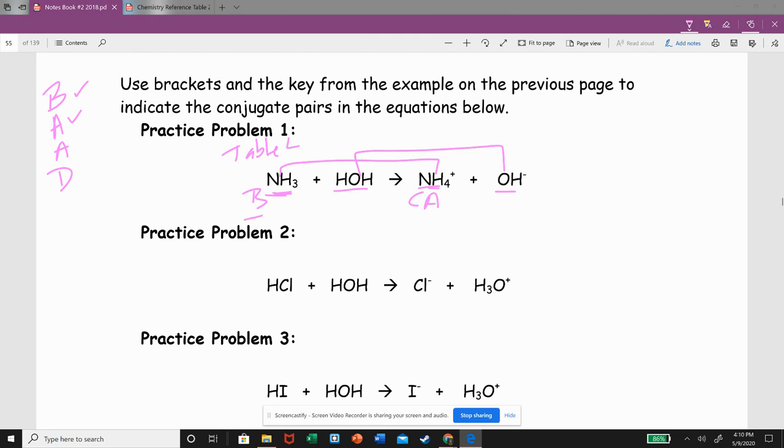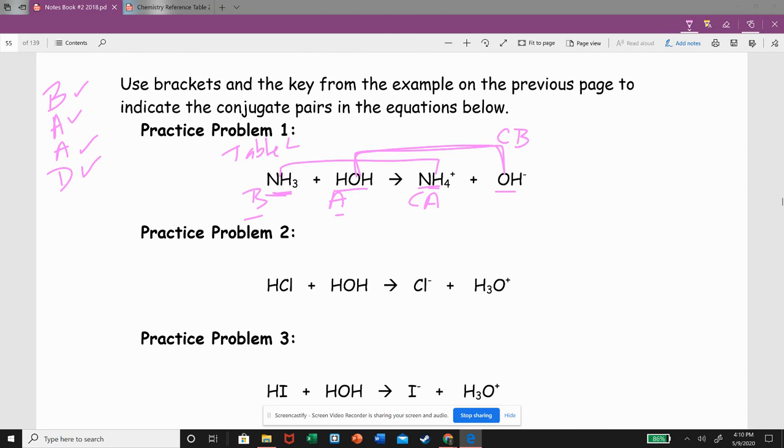If I identified this as the base, this has to be an acid, because you have to have an acid and a base on both sides. But let's prove that it's an acid. Acids donate an H plus, so from the left side to the right side, a hydrogen should be going away, which it does. So this is our conjugate base, because it was an acid on the other side.